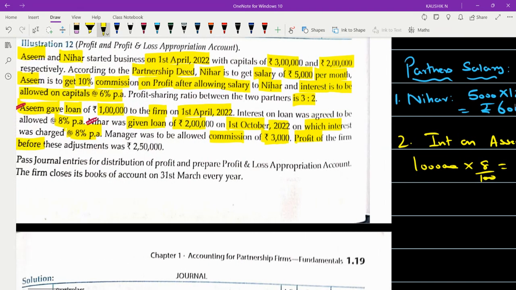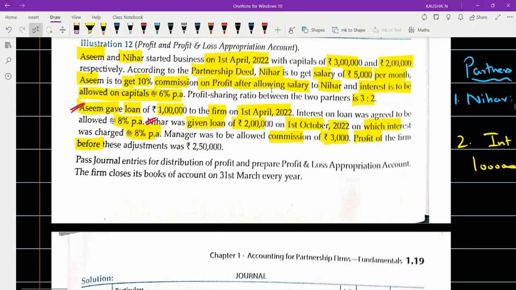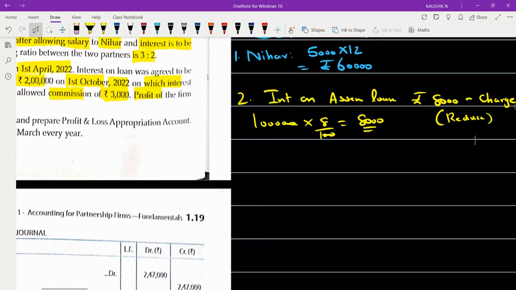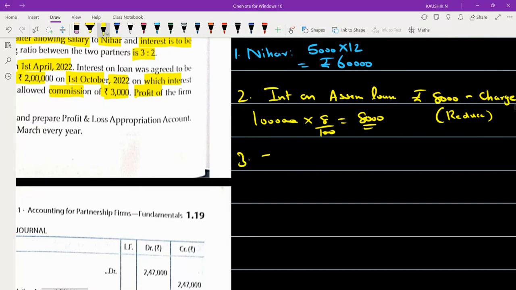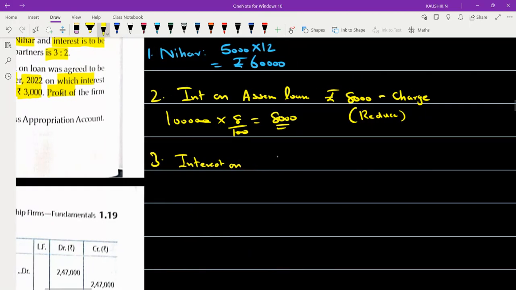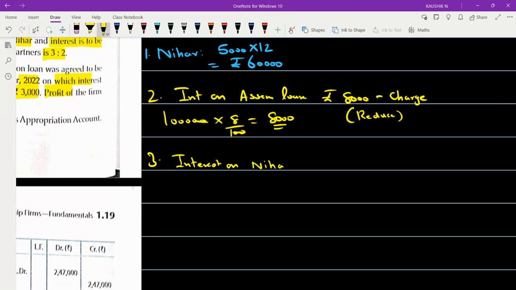The next is you have one more interest on the loan. Correct? There is one more interest on the loan, isn't it? What needs to be done with this? You have to calculate it. How much is the value? 2 lakhs. So this is interest on whose loan? Who has taken the loan? Nihar. So interest on Nihar's loan.